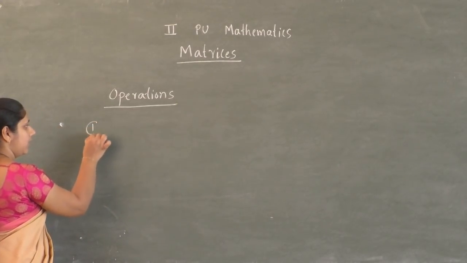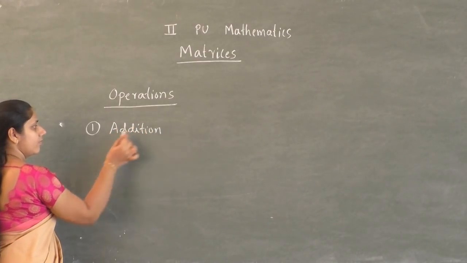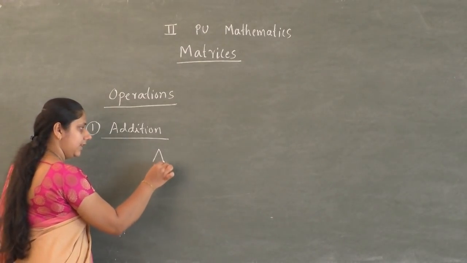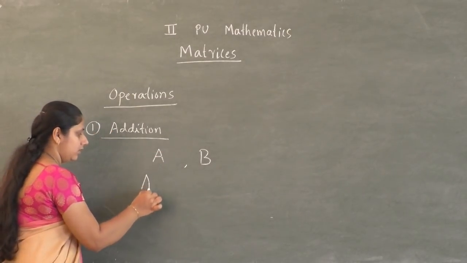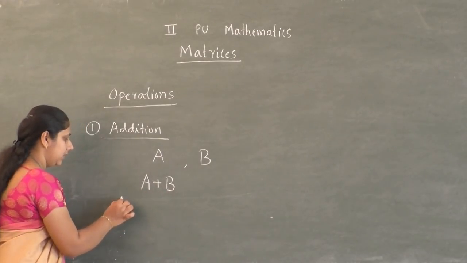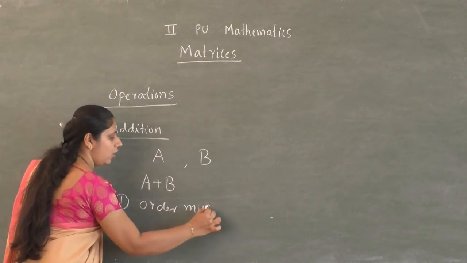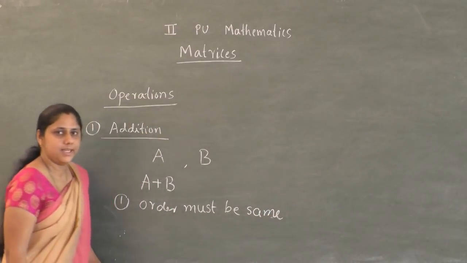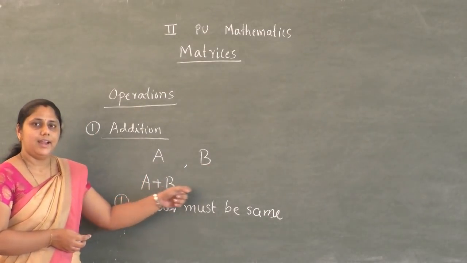So, the first operation on matrices is addition. Consider any two matrices A and B. To obtain the sum of any two matrices, the condition required is that the order of the two matrices must be the same. That is, order of A equals order of B. Then only we can add A and B.